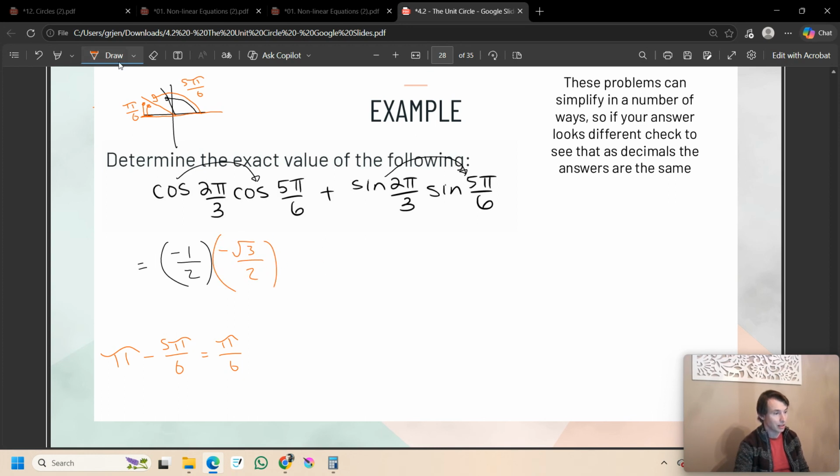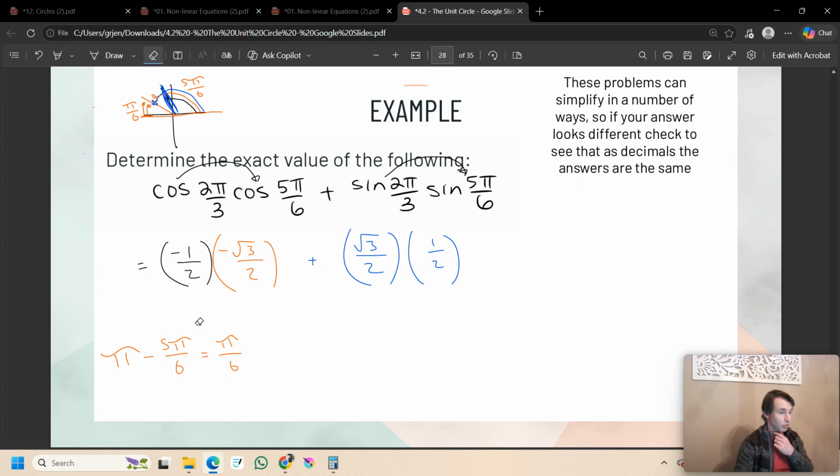Okay. Now I want to add sine 2 pi on 3, and 2 pi on 3 we discussed is this one here, and sine of that is root 3 on 2. And then sine 5 pi on 6. 5 pi on 6 is this one, and that's 1/2.